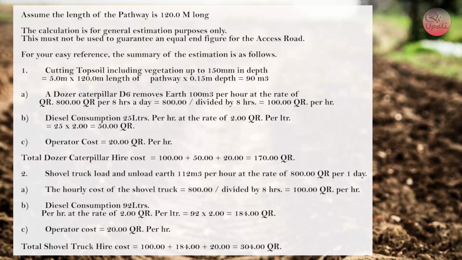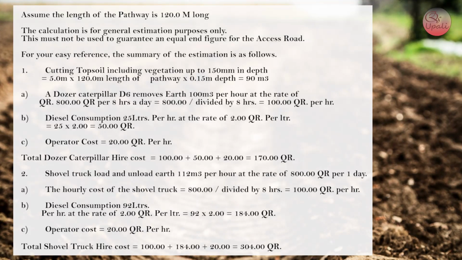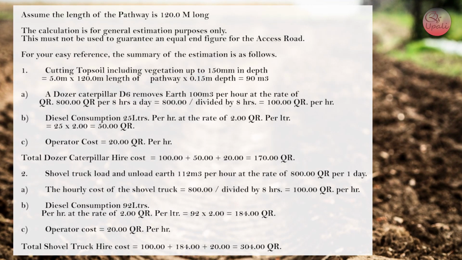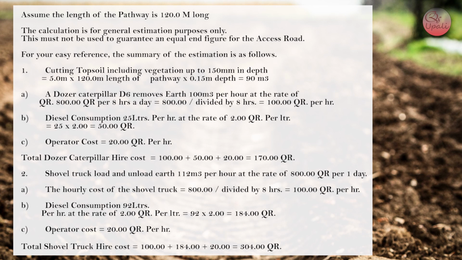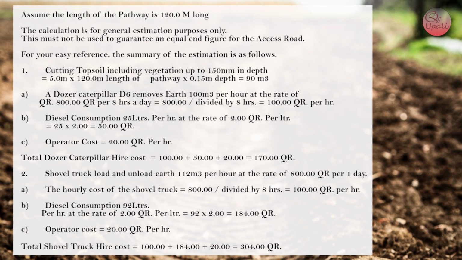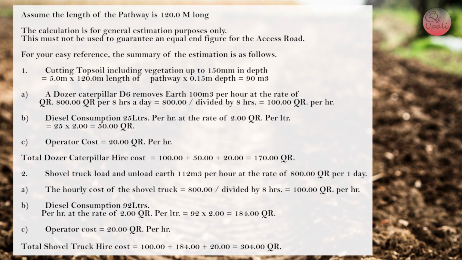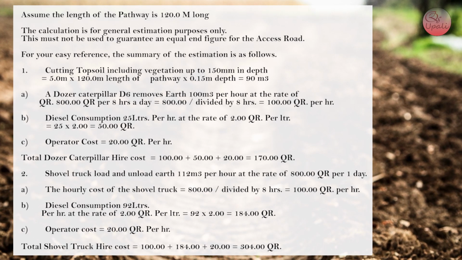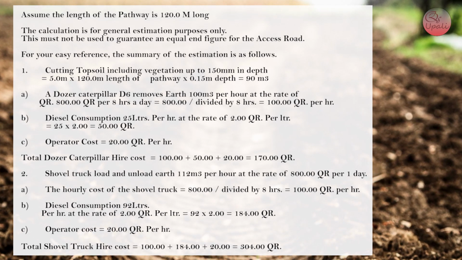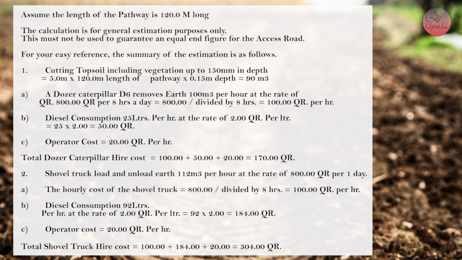Example. Assume the length of the pathway is 120 meter long. The calculation is for general estimation purpose only. This must not be used to guarantee an equal end figure for the access road. For your easy reference, the summary of the estimation is as follows.